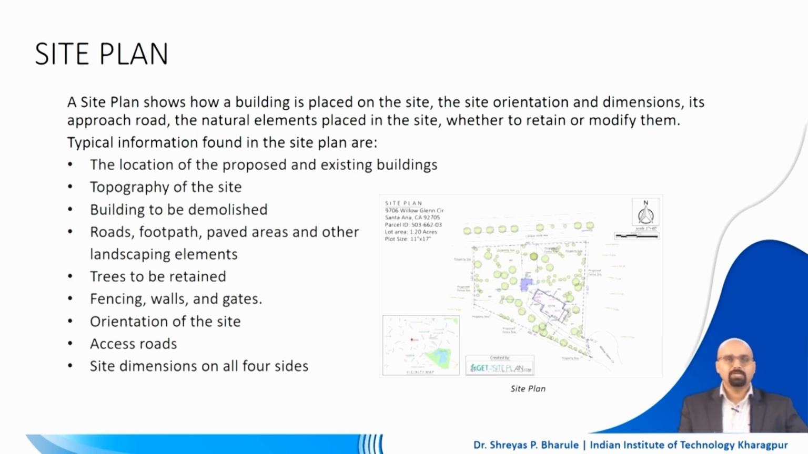In addition to that, we need to place the natural elements which we are not going to harm, something like old trees if they are located there, or old water bodies which we are going to retain. Or if we are adding new trees and new water bodies inside that particular site, then we also need to represent those in the site plan. Whether to retain them, modify them, or change them in shape, form or scale, all of that is at the discretion of the client and the architect. Whatever they decide is what is represented in the drawing.